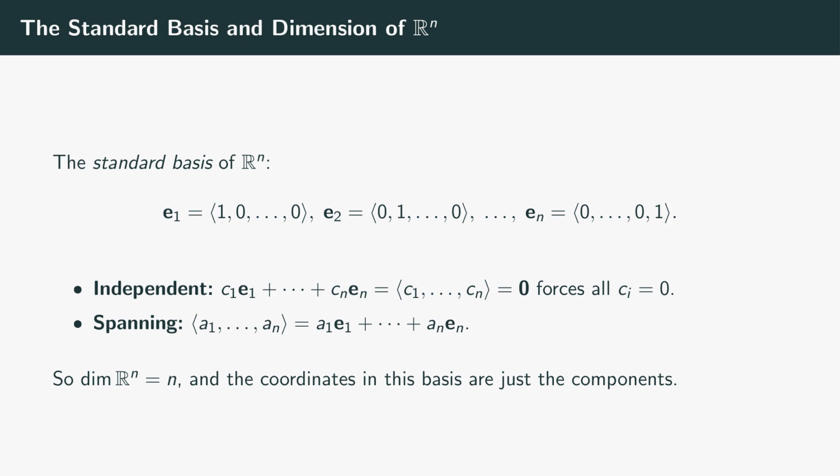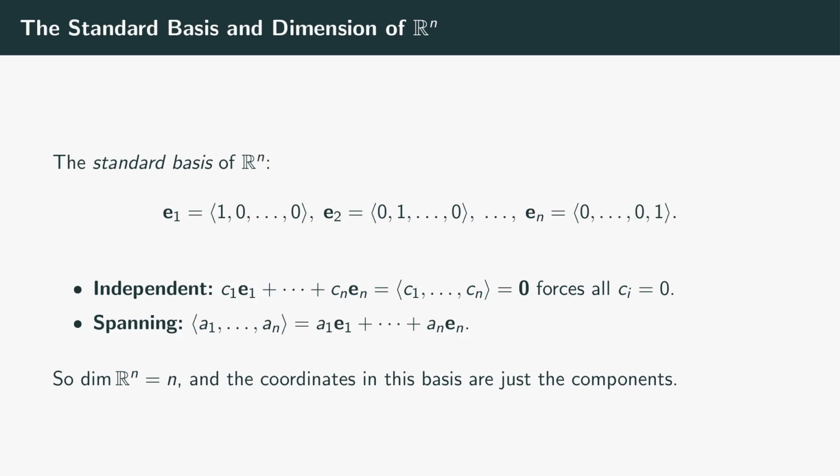Are they independent? Combine them with coefficients c1 through cn, and the result is simply the vector whose components are c1 through cn. For that to equal the 0 vector, every coefficient must be 0. So yes, independent. Do they span? Any vector with components a1 through an is just a1 times e1 plus a2 times e2, and so on. So yes, spanning. Independent and spanning, so the standard unit vectors form a basis.